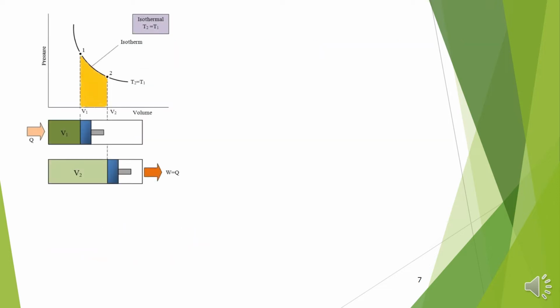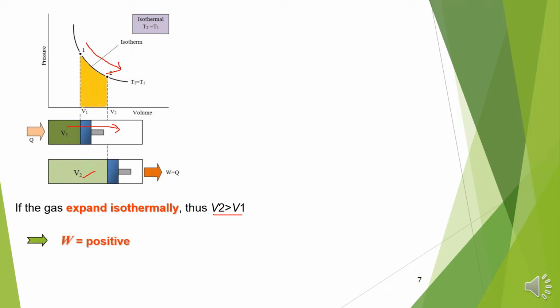Let's analyze the PV graph for the isothermal process. We will start with expansion. Expansion happens from point 1 to point 2. From V1, small volume, it will expand this way to big volume V2. So here V2 is greater than V1. The system does the work, so that's why W is positive.